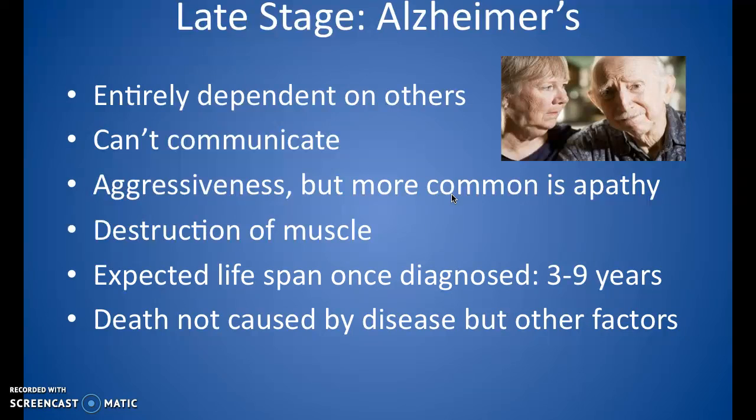Those affected won't be able to perform even the most basic tasks independently due to the extreme deterioration of muscle mass and mobility, like feeding themselves, for example. The disease typically progresses without remission over 3 to 9 years, and the cause of death is usually an external factor, such as infection, ulcers, or pneumonia, and not the disease itself.